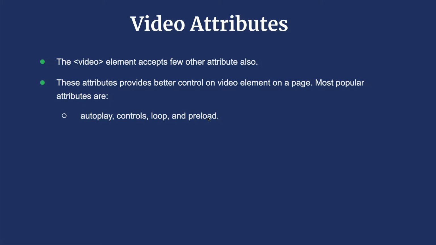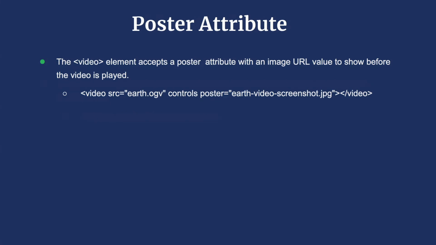there is one more attribute that can be applied inside the video element, that is poster attribute. The video element accepts a poster attribute with an image URL value to show before the video is played. That means before playing the video, whatever the image file path we will define inside the poster attribute, that poster or that image will display on the page. So let's experiment this poster attribute inside our video element.